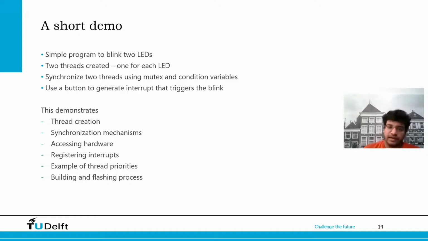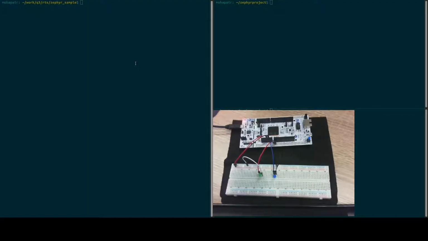Now we provide a very short demo wherein we show a very simple program to blink 2 LEDs that are synchronized, and for each LED there is a thread created. As part of this demo, we'll show how the various kernel services work, and then we will also show the process of building and flashing the code onto the actual hardware. So let's start the quick demo.